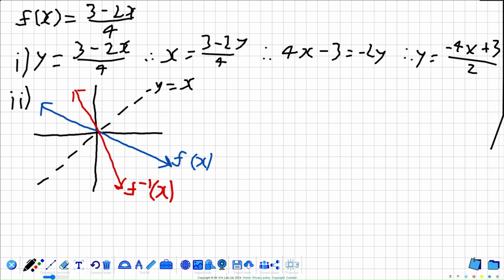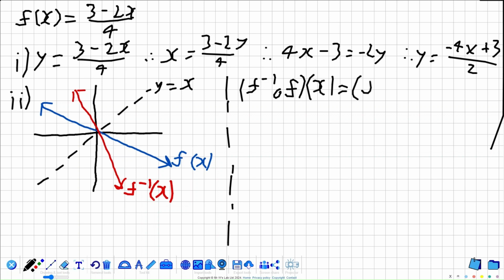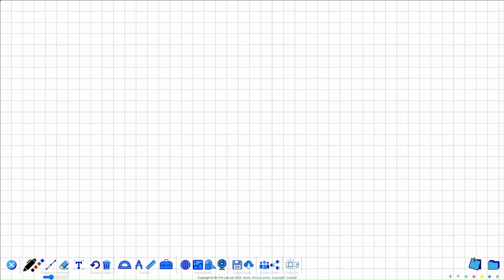And then for the third part of the question, we've got to prove that, as one of the rules we discussed before, f negative 1 of x is equal to f of f negative 1 of x, to show that it is an identity function. So I've just cleared that to give us a little bit more room.